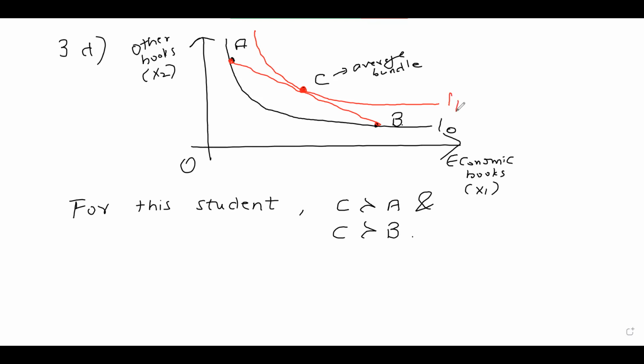clearly in the question it was given that the student does not like extremes. The student likes the average. If you read the question, it's clearly saying that the student does not like the extremes. That means the student does not like to be at B and A because these are the extremes. The student prefers to be on the average, and the average should lie on the higher indifference curve. So my indifference curves are downward sloping convex. So I can say that therefore indifference curves are downward sloping and convex to the origin.